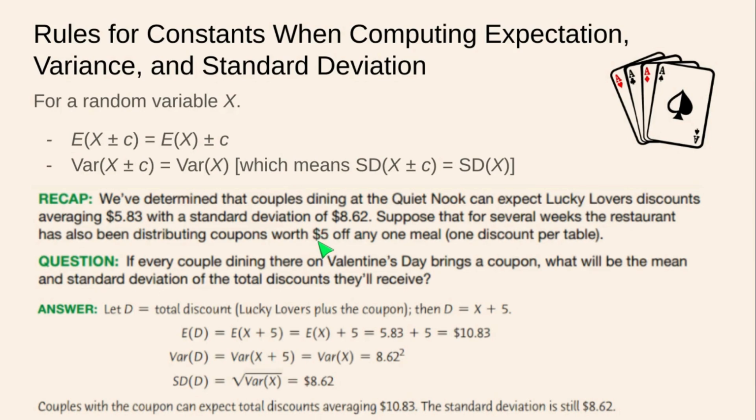The variance is not going to change. The variance of a random variable plus 5 is the same as the variance of the random variable. The spread does not change, which would be 8.62 squared, whatever that is. But the standard deviation would just be 8.62, same as before. So different mean, same standard deviation.